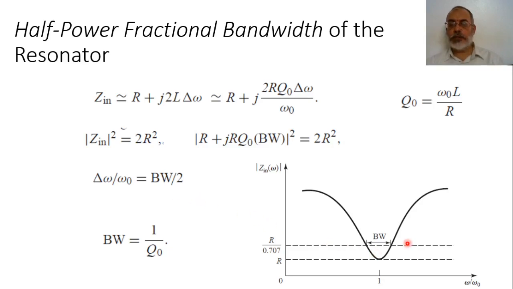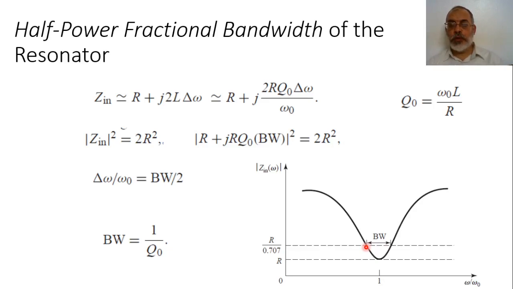Now, how to calculate this bandwidth? We have mentioned this bandwidth before, but we didn't mention how to calculate it. We say that the input impedance near the resonance equals R plus J2L delta omega, or in terms of the quality factor, R plus J2R Q naught delta omega over omega. Actually, this bandwidth is determined as the value where the total impedance Z input is less than or equal to square root 2 multiplied by R. Or, in other words, the real part equals R and the imaginary part equals R.